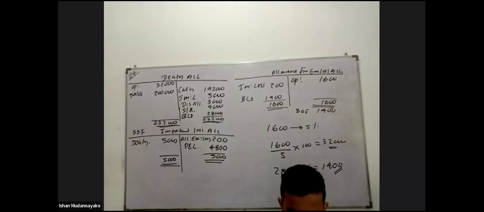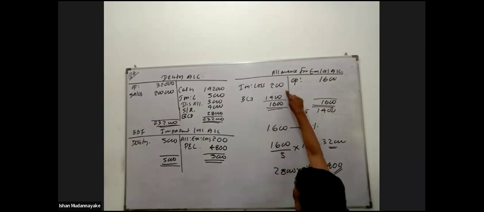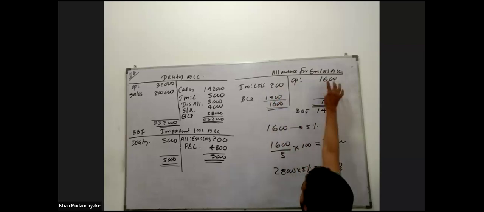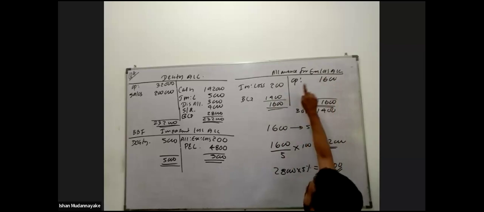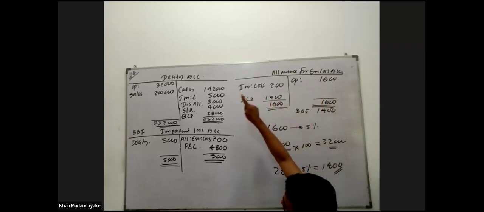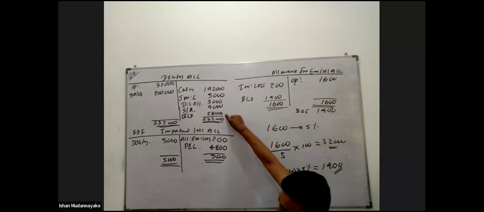In this transaction, allowance for expected loss account is debited and impairment loss account is credited. The opening allowance for expected loss is 1,600, and the closing balance is 1,400. When the debtor balance decreases, the opening debtor balance is 32,000 and the closing debtor balance is 28,000.